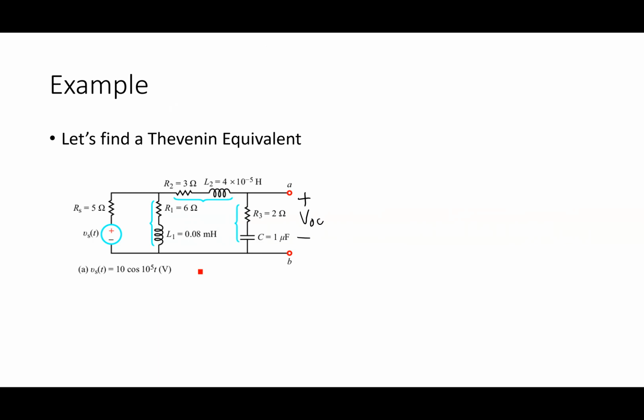I want to get a Thevenin equivalent for this. I should be careful: I write this as VOC, but in general that's a terminal V. The voltage that I measure with no load is called VOC. In general, there's some kind of current flowing out here.